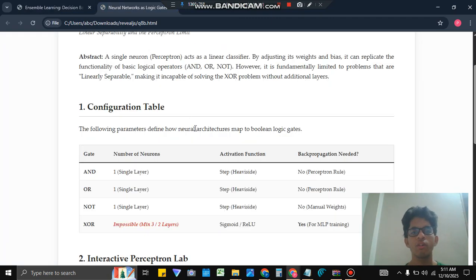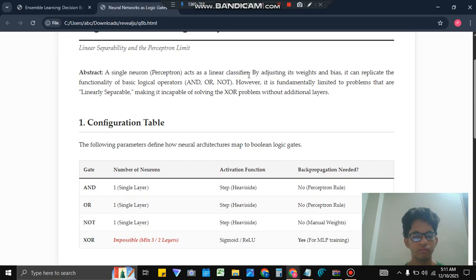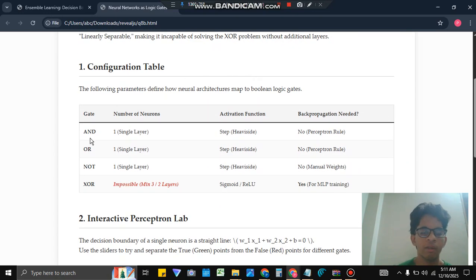Moving on to the next part, which is about showing how basic logic gates can be built using single layer neural networks. So this was the table which was given to us in the question for completing. So we have 4 gates: AND, OR, NOT, and XOR.